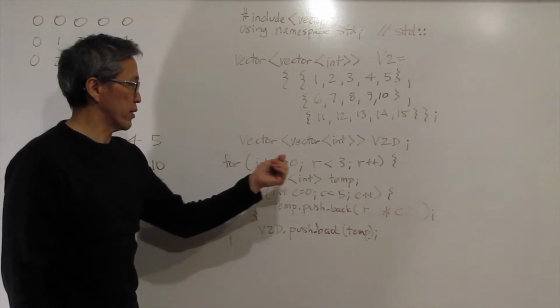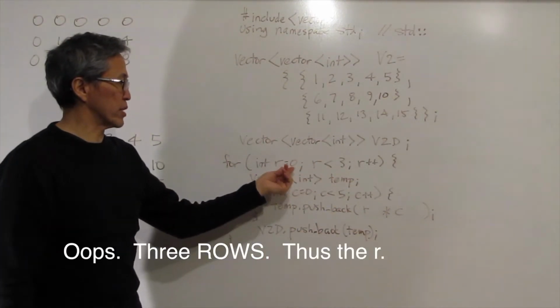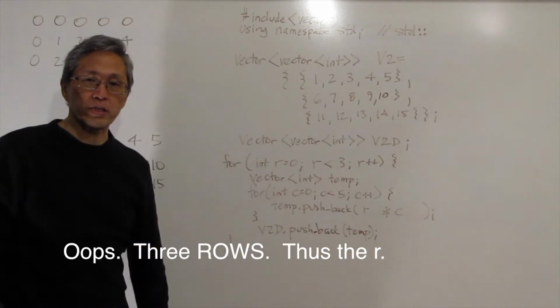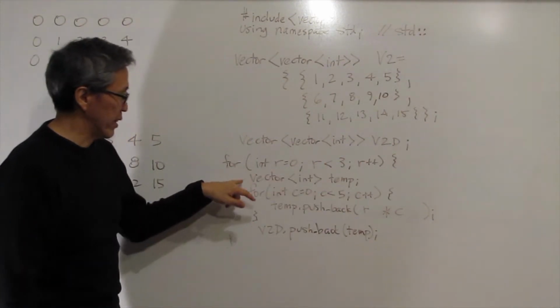So I do int r = 0, r < 3, so I'm going to have 3 rows. Remember, if you start at 0 and you go to less than, this is the number of iterations you're going to do for that for loop. And then r++.